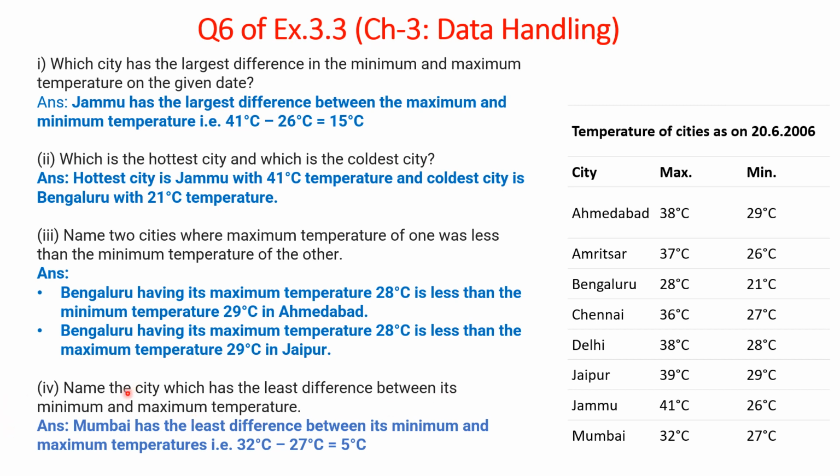ओके, चलो, name the city which has the least difference between its minimum and maximum temperature. कोई ऐसी सिटी बतानी है जिसका सबसे लीस्ट डिफरेंस है, मैक्सिमम और मिनिमम में कोई खास फर्क नहीं है, ऑलमोस्ट सेम ही है, थोड़ा सा ही है, तो दैट सिटी इज मुंबई, क्योंकि मैक्सिमम है 32 और मिनिमम है 27, दैट इज 5 डिग्री सेल्सियस. ओके, सो दैट वाज ऑल अबाउट एक्सरसाइज 3.3, all the questions explained.